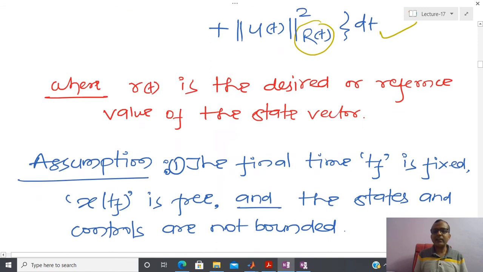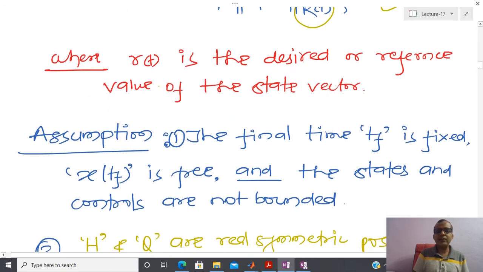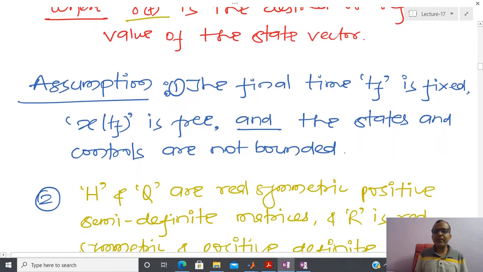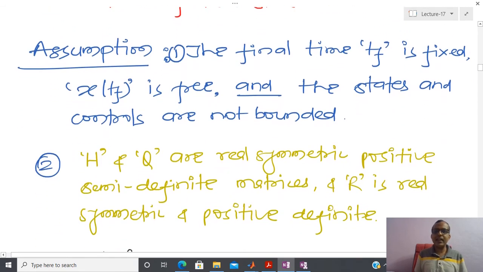And after that, I have already told you that now, instead of the origin, I have to track some kind of general trajectory, and that particular general trajectory is nothing but r(t). And the assumption again remains the same: the final time tf is fixed, x(tf) is free.